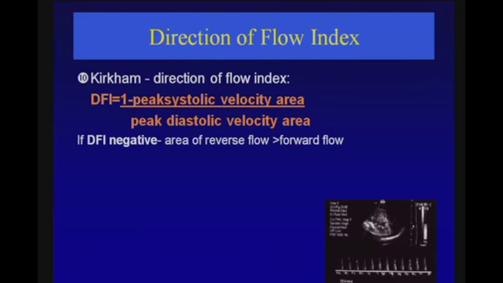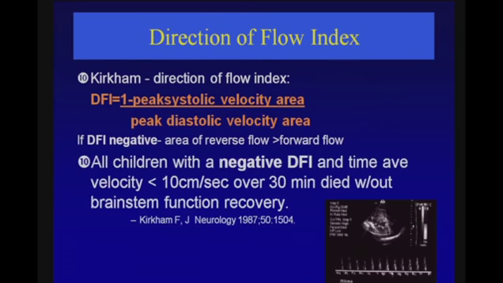So Kirkham suggested using a direction of flow index. In this, the formula is 1 minus peak systolic velocity divided by peak diastolic velocity. If the DFI is negative, the area of reverse flow is greater than forward flow and bodes for a poor outcome. If there is a negative DFI, and this is repeated over 30 minutes, all of them died without brainstem function recovery.